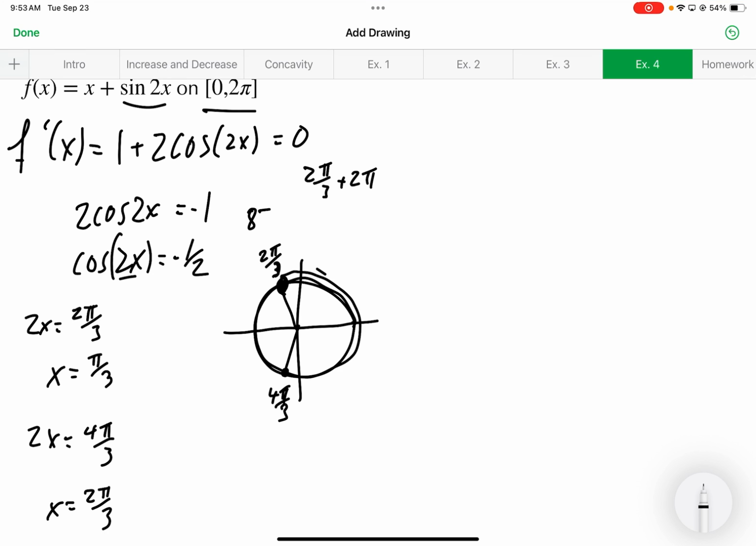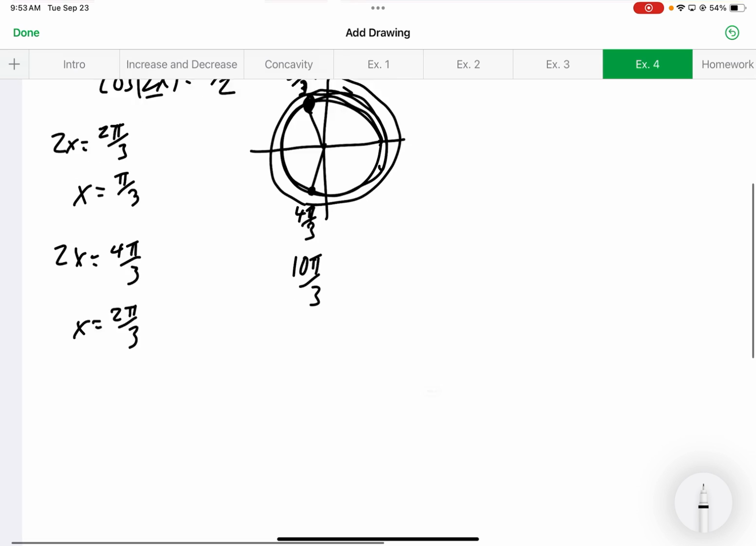It would be 8 pi over 3. Good. And I'm probably going to need another one down here, would be my guess. So 4 pi over 3 plus 2 pi would give me what? 10 pi over 3. Good. Now, if I go beyond that, I would have to go another whole trip around the unit circle. I don't know if I'll get one there. Let's see what we get here.